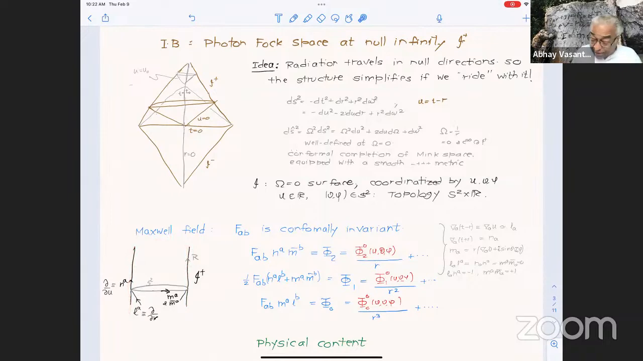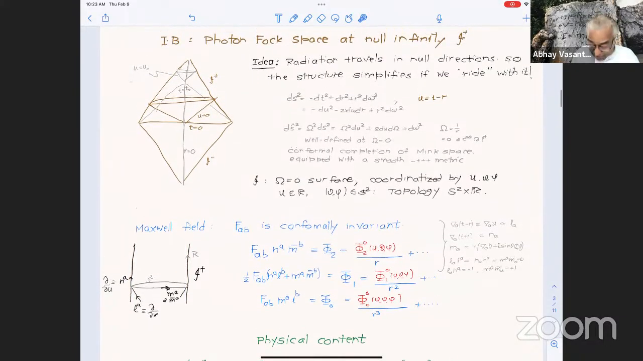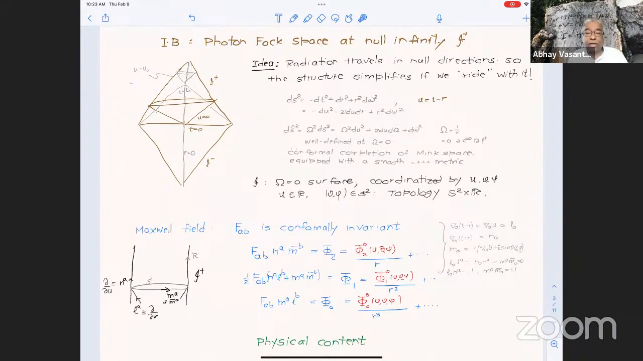Then we can introduce a null tetrad, which is called the Newman-Penrose tetrad. All this is not absolutely essential. We can just do it with tensor fields, but the literature is full of these things, and therefore I thought I should introduce this notation once. So what is this null tetrad? First, we can choose the null vector which is tangential to these light rays which are going out, and that null vector is called L.